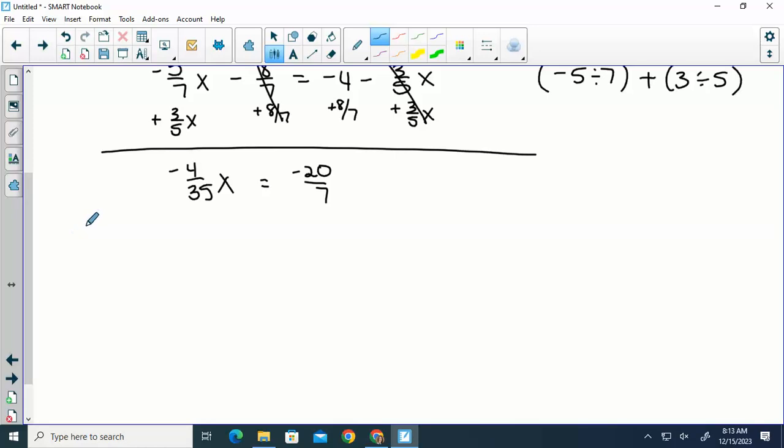Then what do we do? Divide by -4/35. Or multiply by the reciprocal, they are the same thing. So if you do that, we get a positive 25.